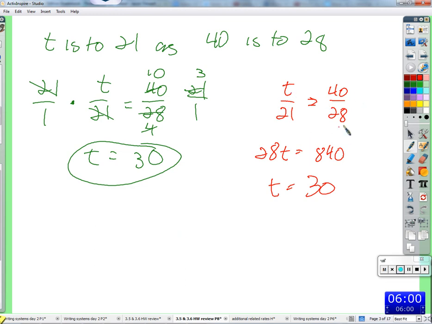What's really happening? Are we really just multiplying 28 times t? No, not mathematically. What we're doing is multiplying by 28 on both sides because it cancels out the denominator. So there's our 28 times t. We're also multiplying by 21 on both sides because it cancels out that denominator. And there's our 21 times 40. That's what's really happening. It's not a mathematical practice to just take the denominator of one side and multiply it by some other thing on the other, so that's not in keeping with doing the same thing to both sides. Like I said, it's a magic trick you don't understand.